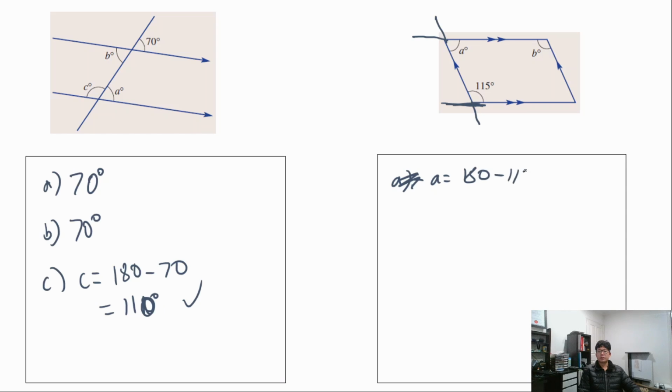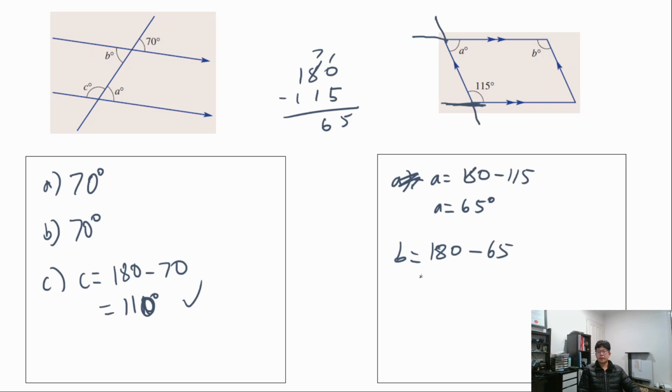180 minus 115. I'll quickly do that with you guys up here. 180 minus 115. We take 1 from the tens column. 10 minus 5 is 5. 7 minus 1 is 6. 1 minus 1 is 0. So that means A equals 65 degrees. And for B, B once again is co-interior to A. So B would equal 180 minus 65, and that will give you 115 degrees. Now give yourself a tick if you got those two correct.